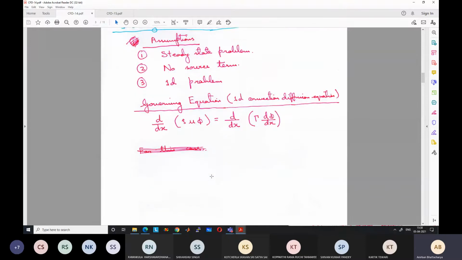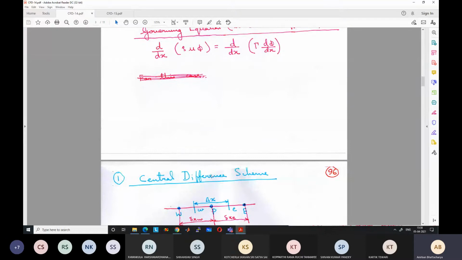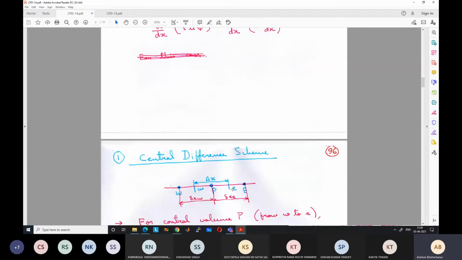Okay, and we have started with an intuitive scheme. We will go through different schemes, four or five schemes, for deriving the discretized form of d dx of rho u phi. The first scheme that we have started with is known as the central difference scheme, and it is just based on intuition, based on common sense.